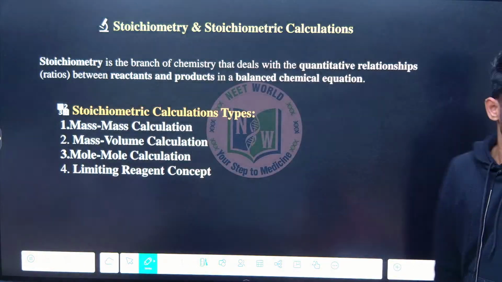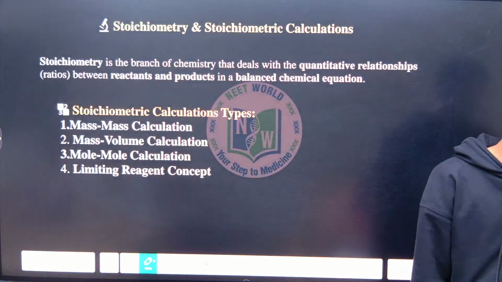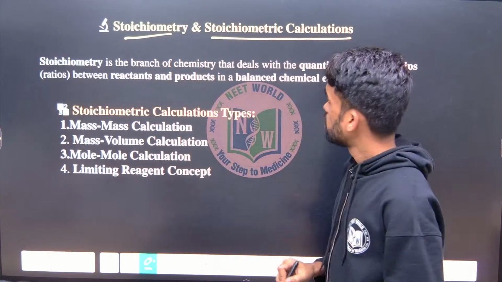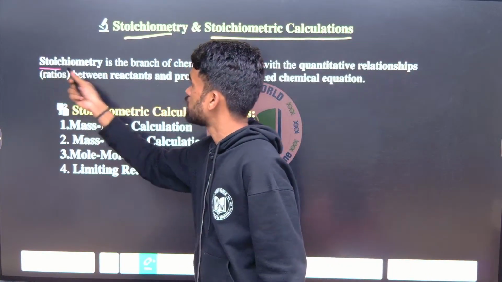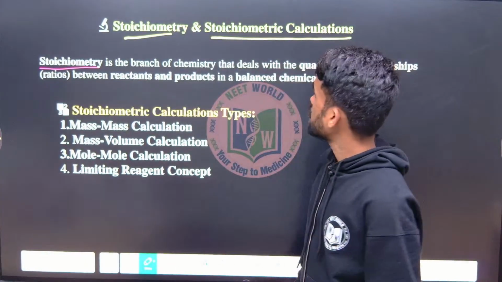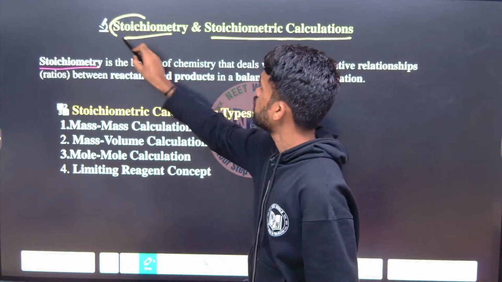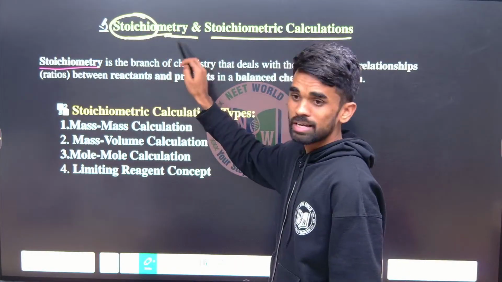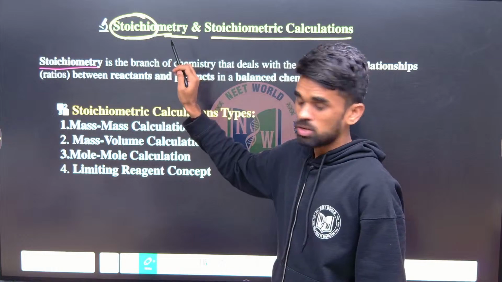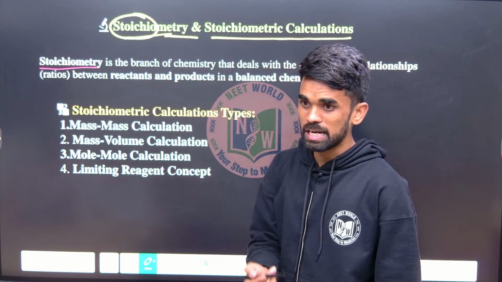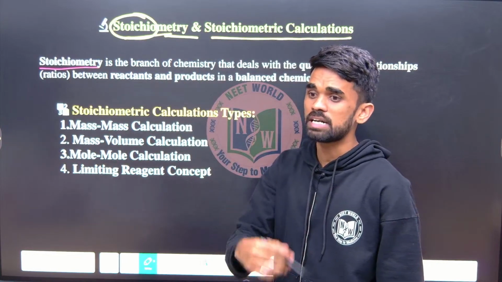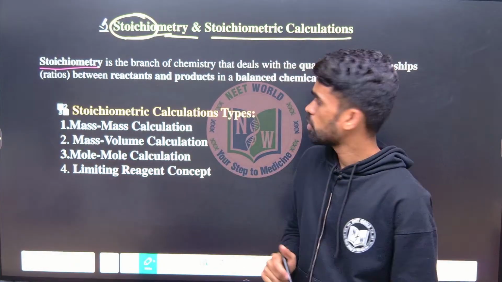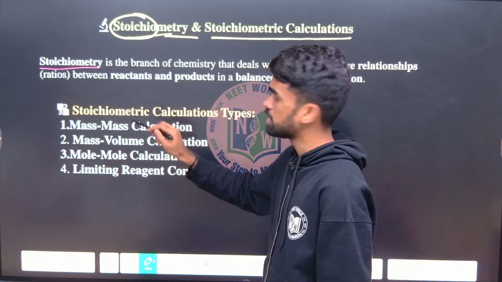So we are going to discuss stoichiometry and stoichiometric calculations. What does stoichiometry mean? Stoichion means elements, and metry means measure, so elements measuring. During a chemical reaction, how elements are transformed or combine to form a new set of compounds. That is what we are going to study under this.